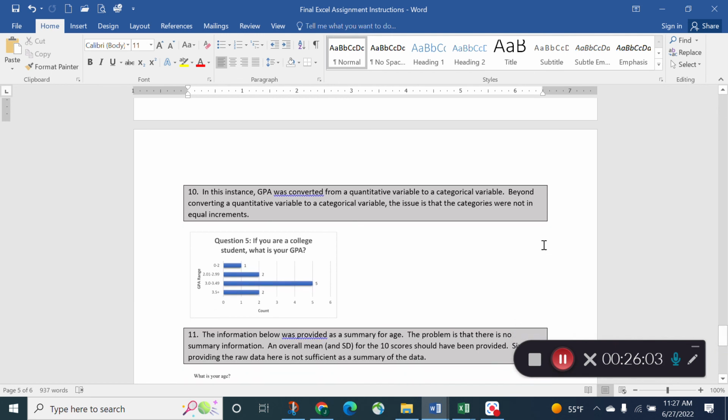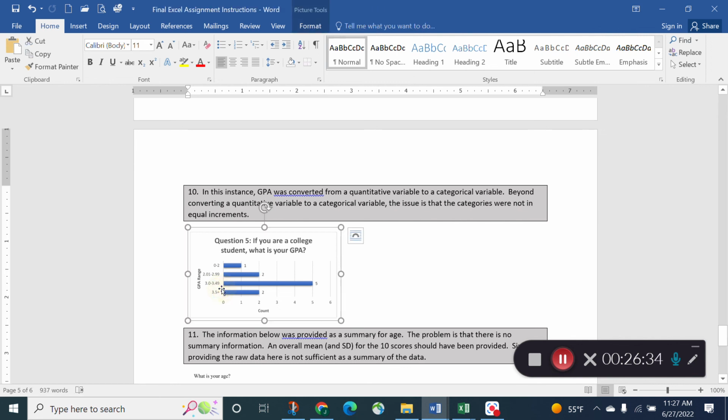In this instance, someone again took a quantitative variable, converted it into a qualitative or categorical variable, which is wrong. But then, interestingly, one thing that they did is they didn't even make their categories the same width. So they had one person who had a GPA from 0 to a 2.0. And then they had two people who had a GPA of 2.01 to 2.99. So that's a full GPA. And then for the next two, they divided each of these in half.